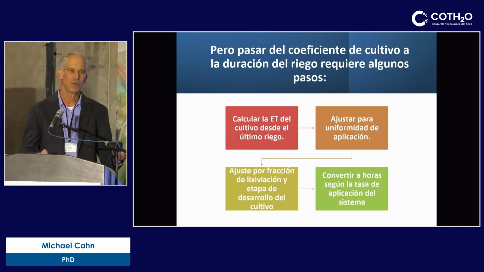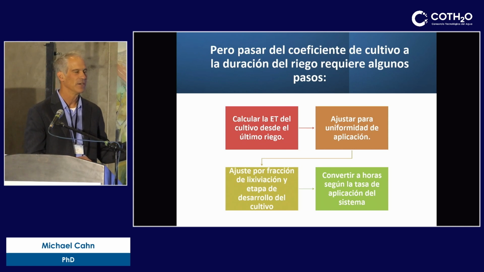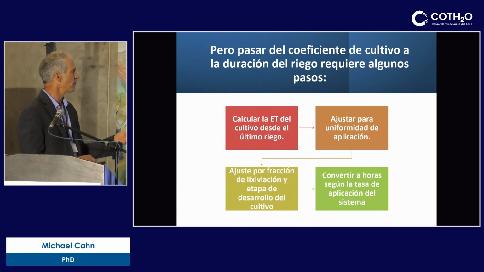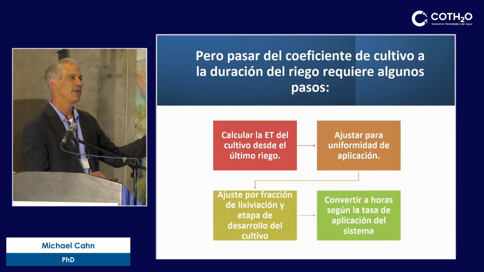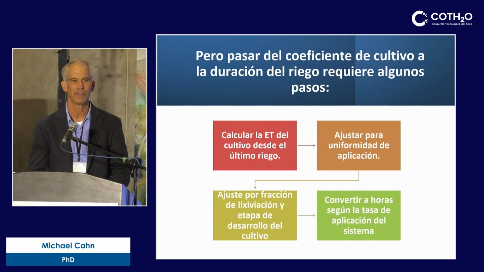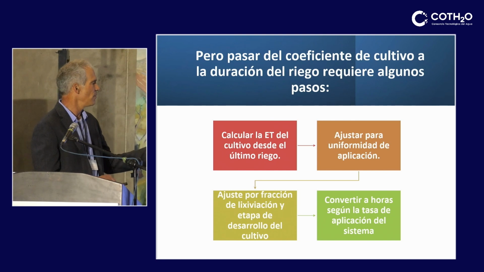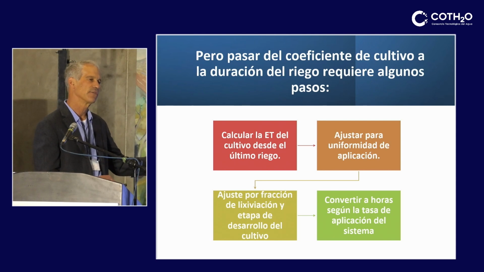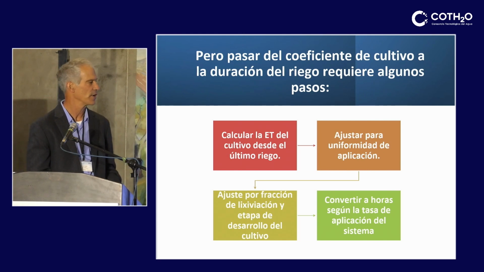But even though you can figure out the crop ET, or estimate the crop ET, there are steps for getting from there to how long to irrigate. So first you have to sum up what your ET was since the last time you irrigated. You need to make adjustments for the uniformity of your irrigation system, how uniformly it applies. And then you might add a leaching fraction if you have salinity, and you make adjustments for the stage of the crop. And then you have to convert it into hours to run your irrigation system based on the application rate of the system.